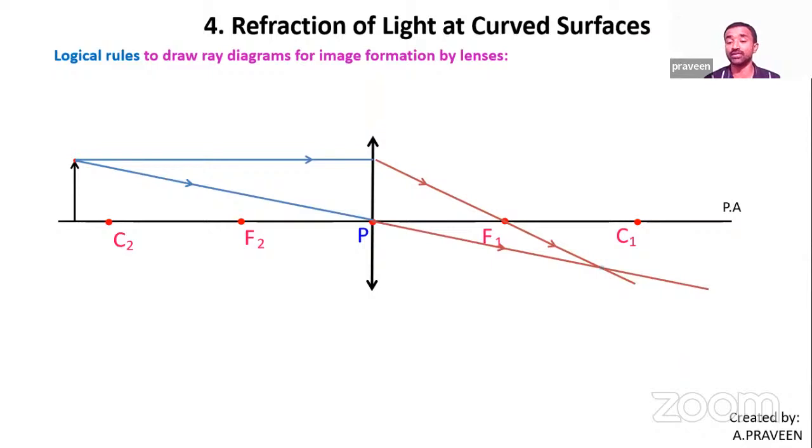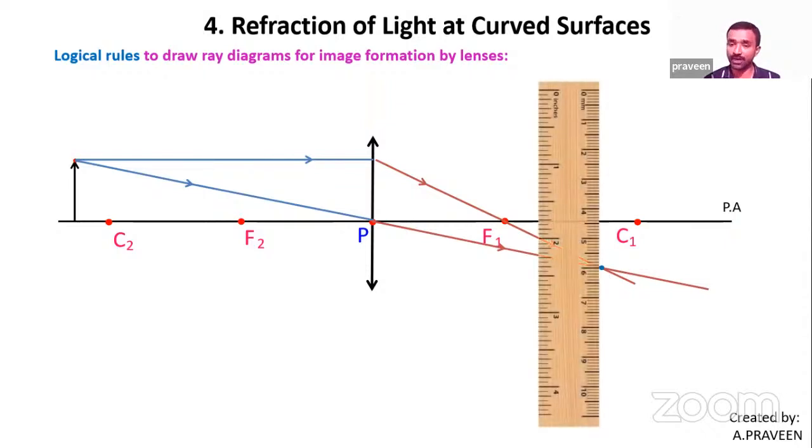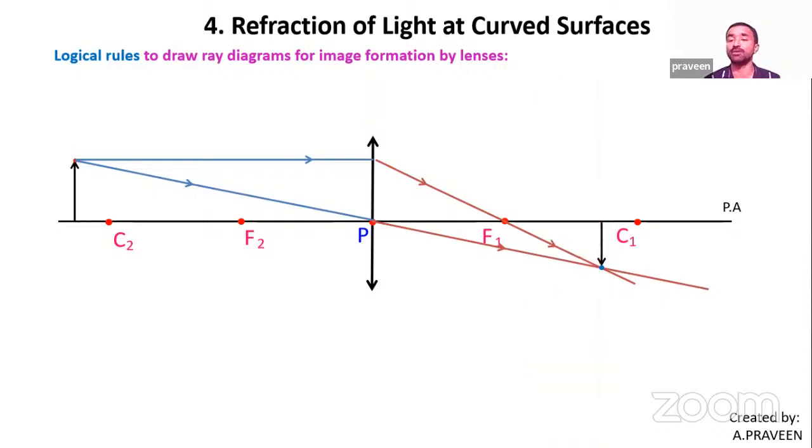So what is that common point for us? It is the image point, the top of the image. So from the top, where is the bottom? That is on the principal axis only. So you draw a perpendicular onto the principal axis from the converging point obtained from the refracted light rays. So that is the image. So object and image are obtained. These are the logical rules you follow to draw ray diagrams.